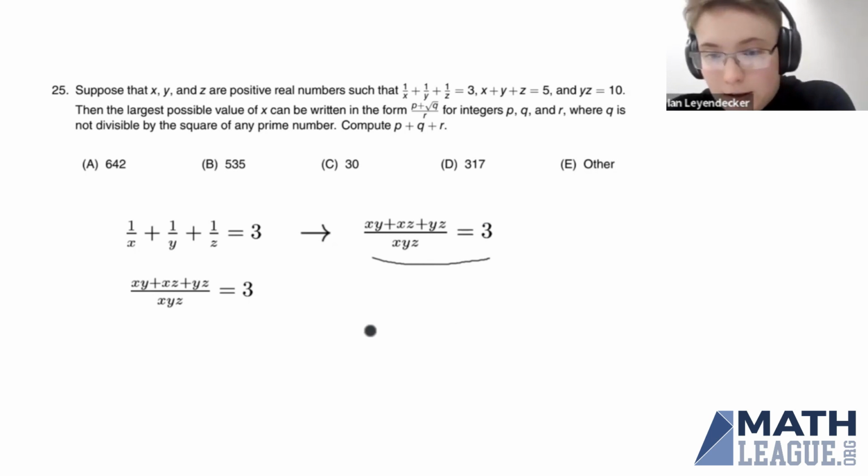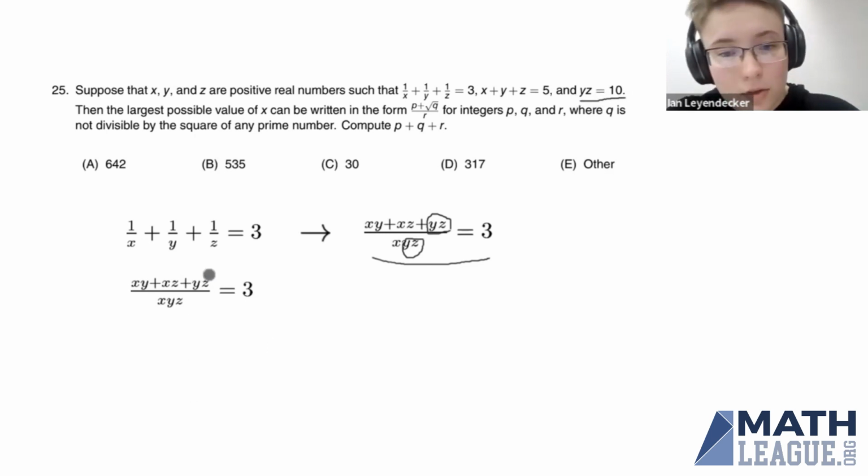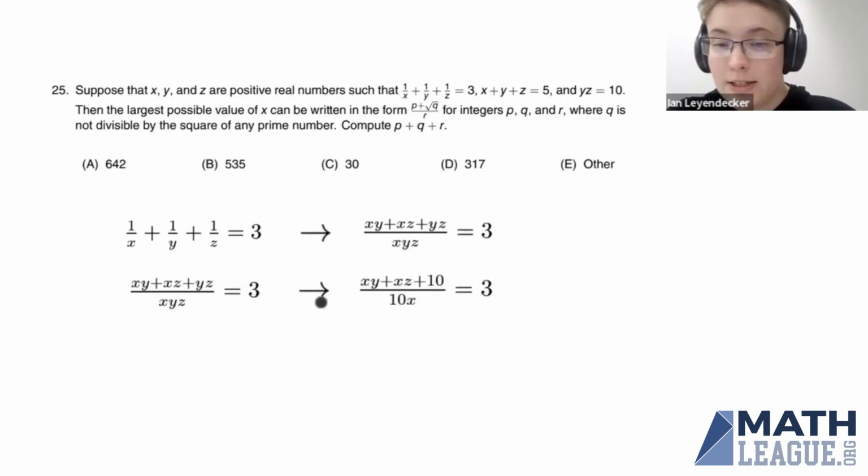Now, we could simplify it a little bit further, but before I do that, I'm going to notice that I have a term of yz right here, and I have x times a term of yz right here. And I know from the problem statement that y times z is equal to 10. So what I can do is take the y times z values here and substitute them for 10. That way I'll be getting rid of some of my variables, which you can see we did right here, giving us (xy + xz + 10) over 10x equals 3.